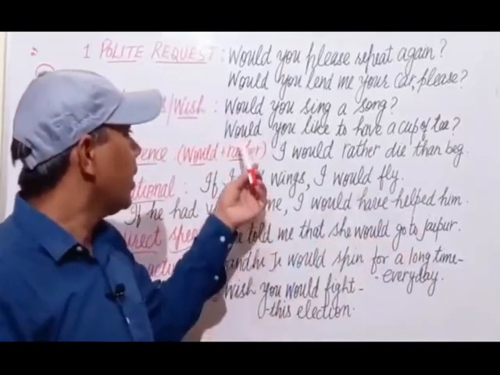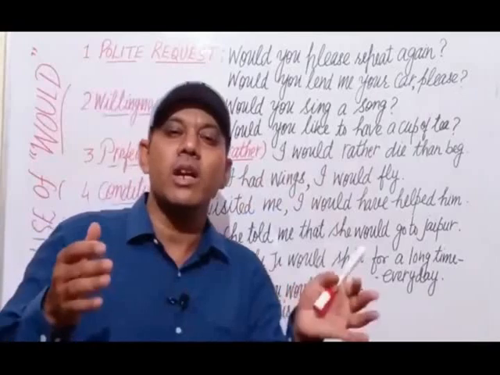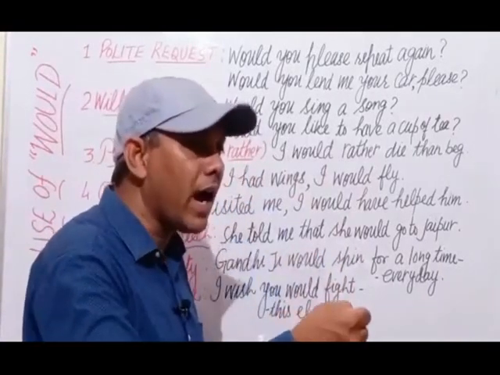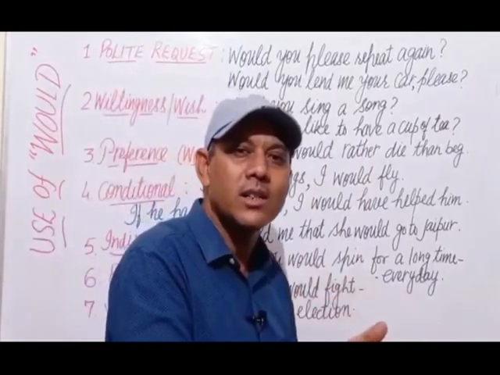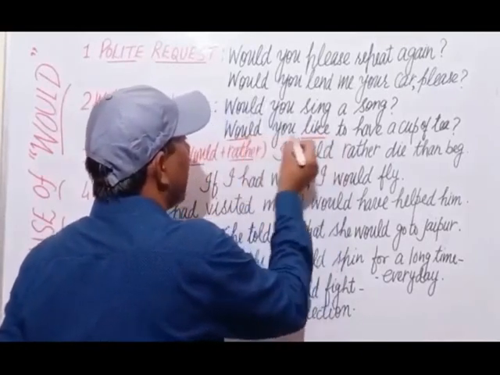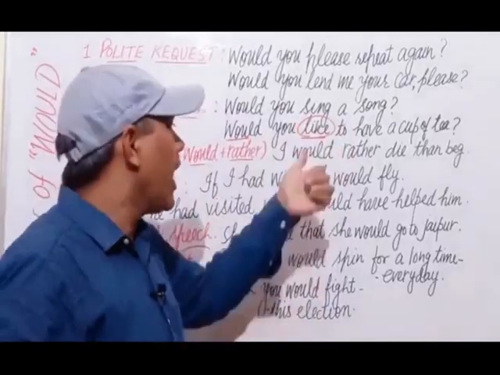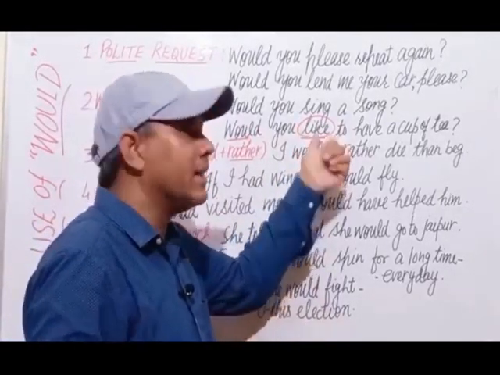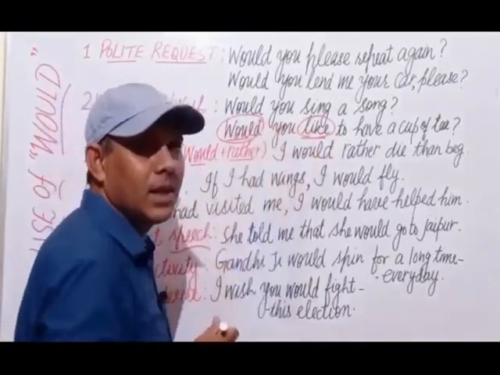Next is, would you like to have a cup of tea? If someone comes to my house and I ask him, would you like to have a cup of tea? Would you like to have a glass of water? In this way, when there is the word like and we want to know the wish or willingness of someone, then we shall use would with like.